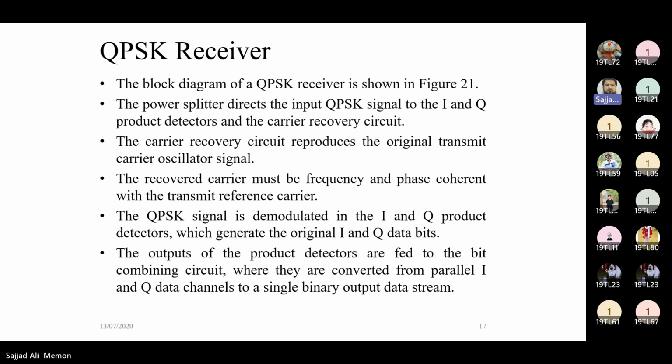So the power splitter directs the input QPSK signal to the I and Q product detectors and carrier recovery circuit. The carrier recovery circuit produces the original transmit carrier oscillator signal. The recovered carrier must be frequency and phase coherent with the transmitter reference carrier. The QPSK signal is demodulated in the I and Q product detector, which generate the original I and Q data bits. The output of the product detectors are fed to the bit combining circuit, where they are converted from parallel I and Q data channels to a single binary output data stream.